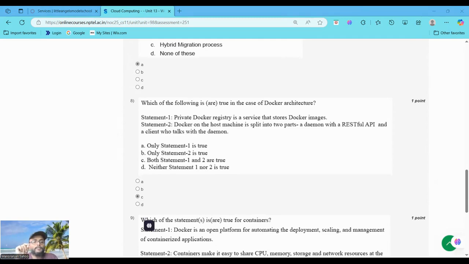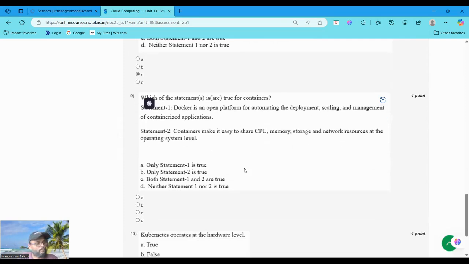Statement 1 is the private registry. A private registry means, for example, Docker Hub or AWS ECR, which store images. In statement 2, Docker uses a client-daemon model, where the CLI talks to the Docker daemon via REST API. So both statements 1 and 2 are correct. So 8 option C. Now moving to question number 9.